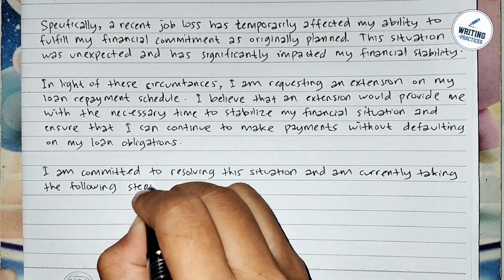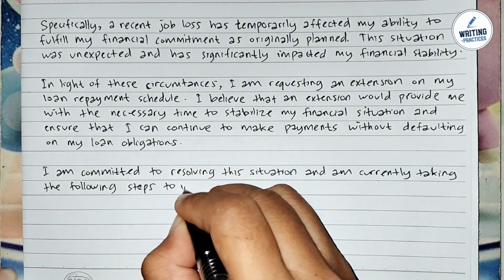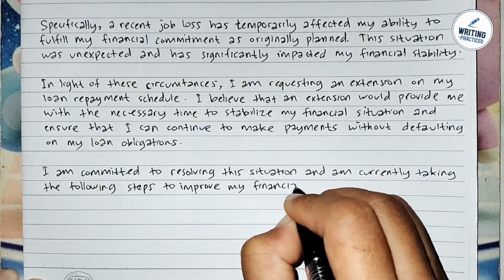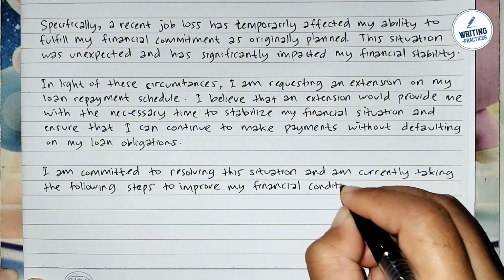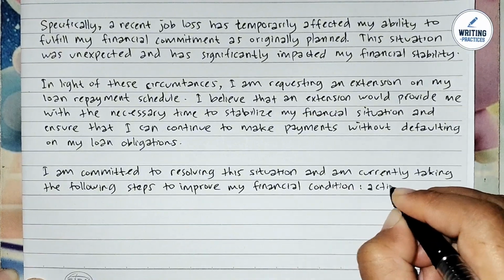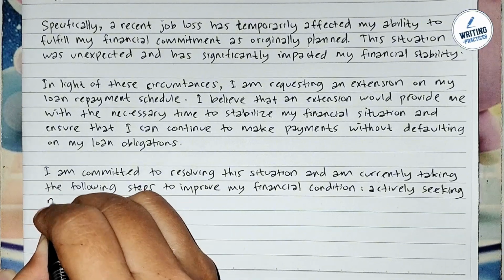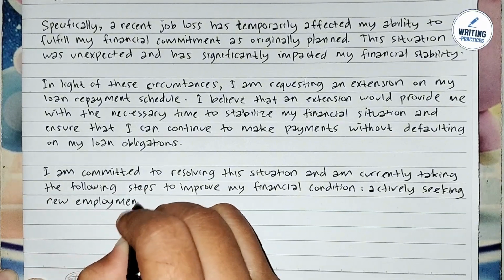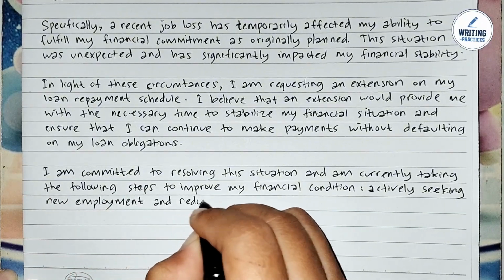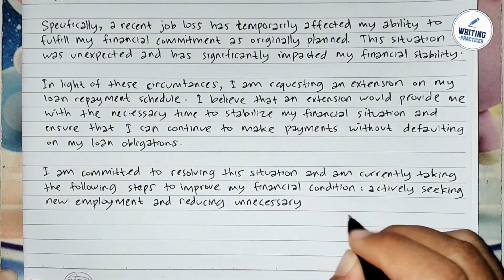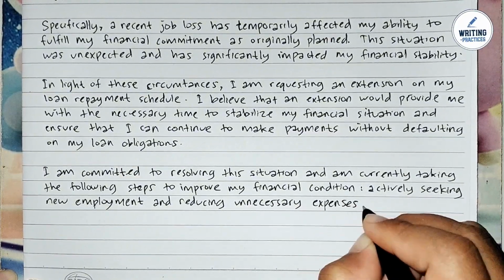By doing so, you have to strongly state your commitment to repayment. It is a statement of the borrower's commitment to resolving the situation and meeting their loan obligations. You can write it as a whole paragraph like, "I am committed to resolving this situation, and am currently taking the following steps to improve my financial condition. Actively seeking new employment and reducing unnecessary expenses."